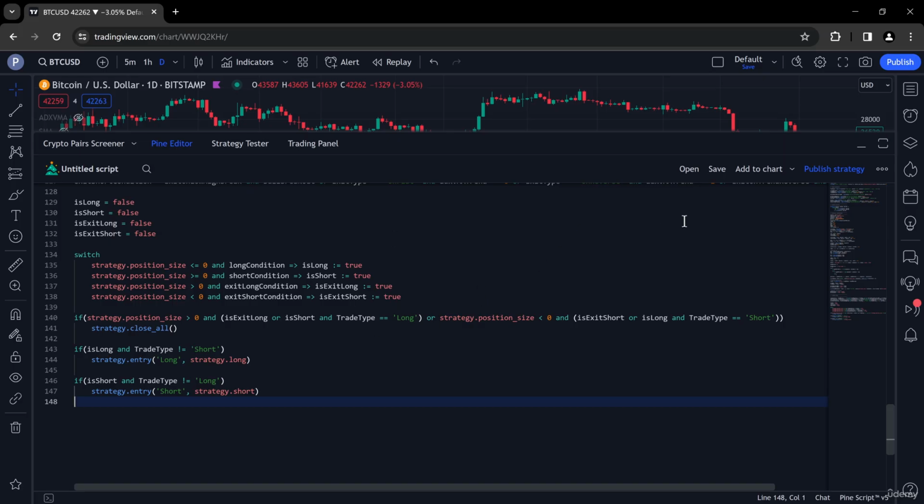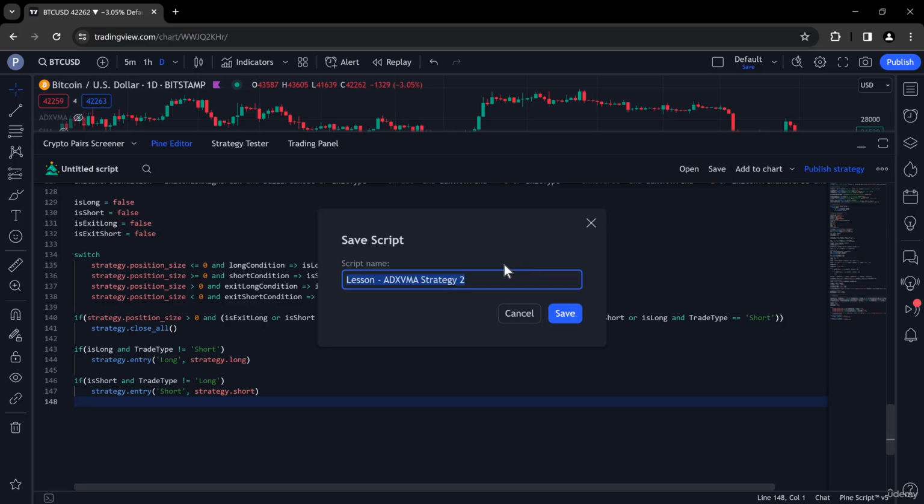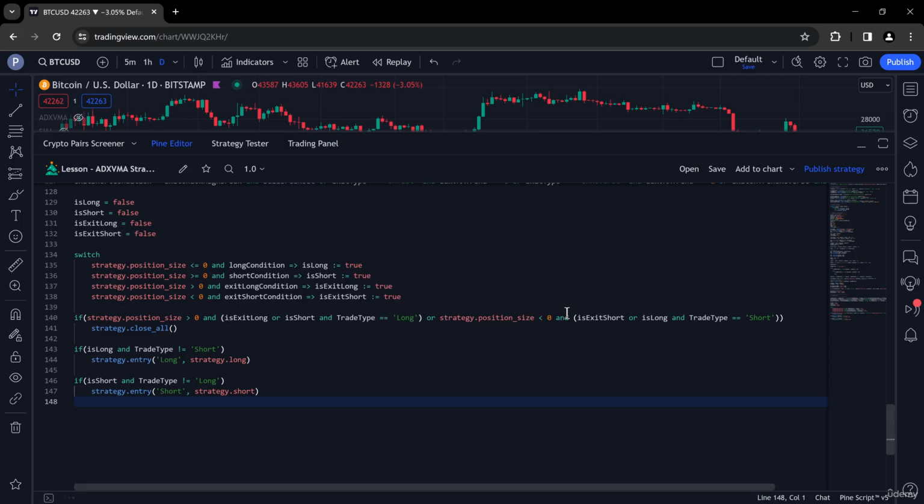Now let's save this script. So let's add custom suffix, click Save. Now let's add the script to the chart.